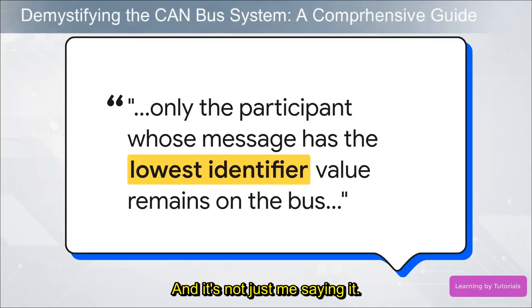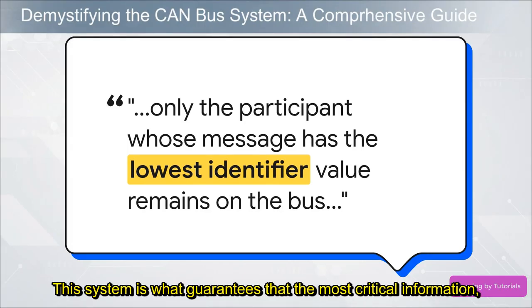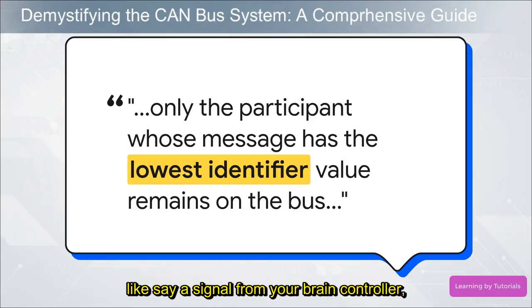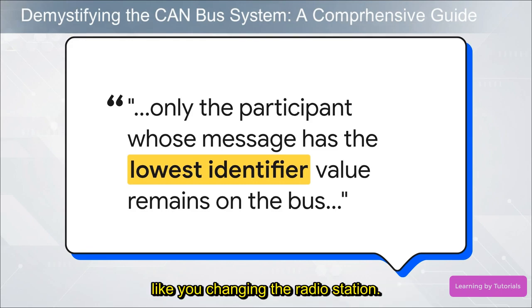And it's not just me saying it. As the experts at HMS Networks put it, the message with the lowest identifier wins. This system is what guarantees that the most critical information, like say a signal from your brake controller, will never get delayed by something less important, like you changing the radio station.